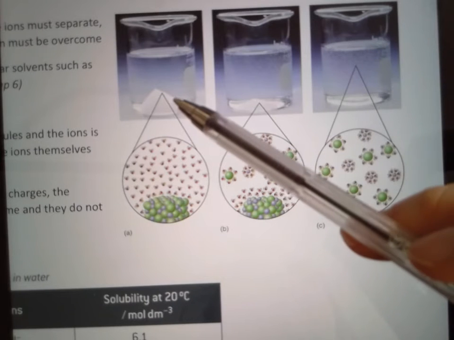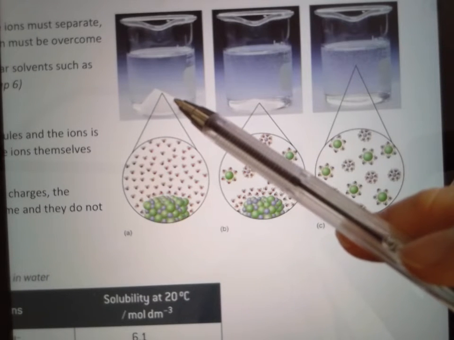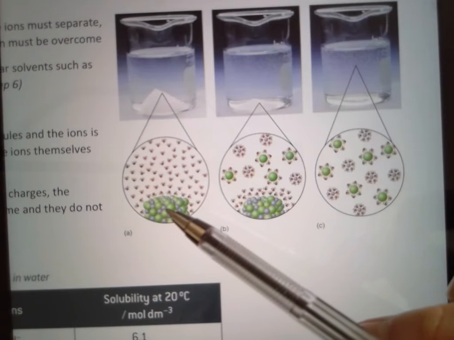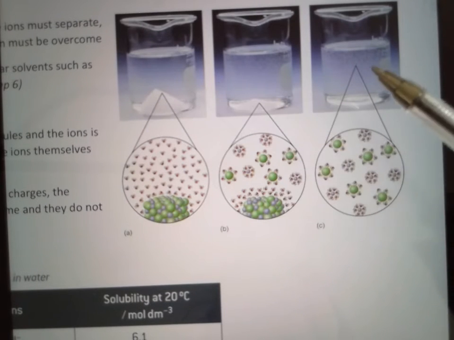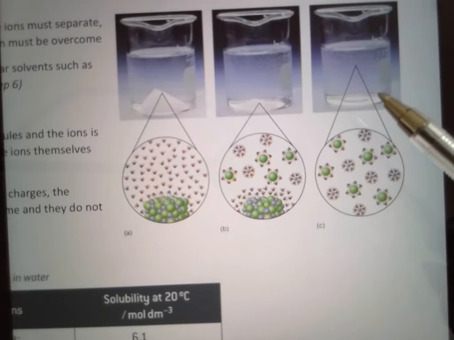So the solid, you can no longer see, because those ions aren't bonded together anymore. Those ions have all been separated. Because they're separated, they no longer look like a solid. They are dispersed amongst the liquid, and you can no longer see it as a solid. And that's what's happening when they dissolve.